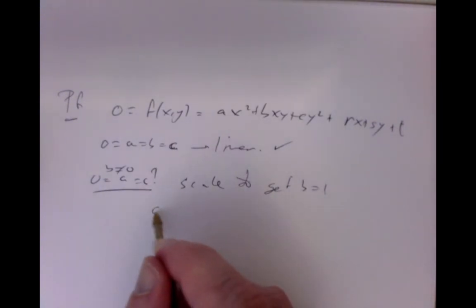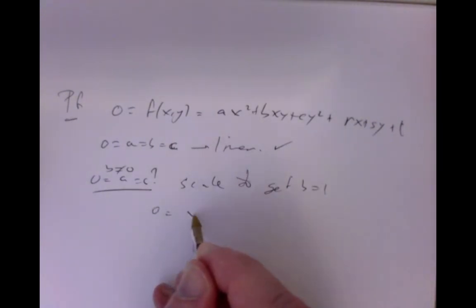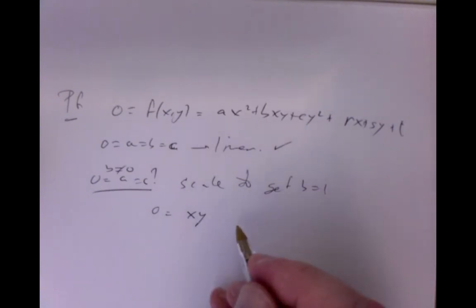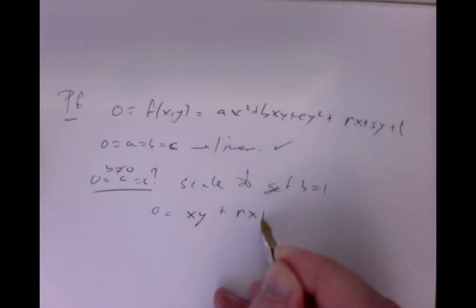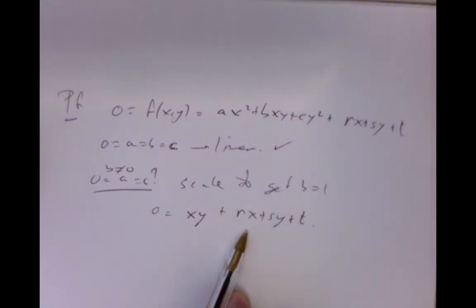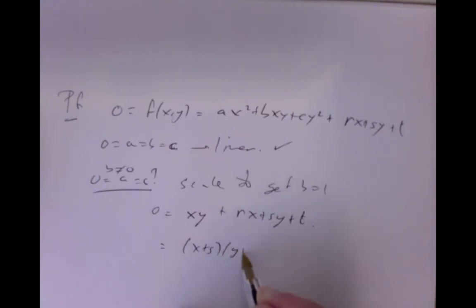And then our equation becomes simply 0 equals xy plus rx plus sy plus t. And then what we can do is try to split it into 0 equals (x plus s)(y plus r) plus t minus rs. So we're factoring out, to make that a bit simpler.